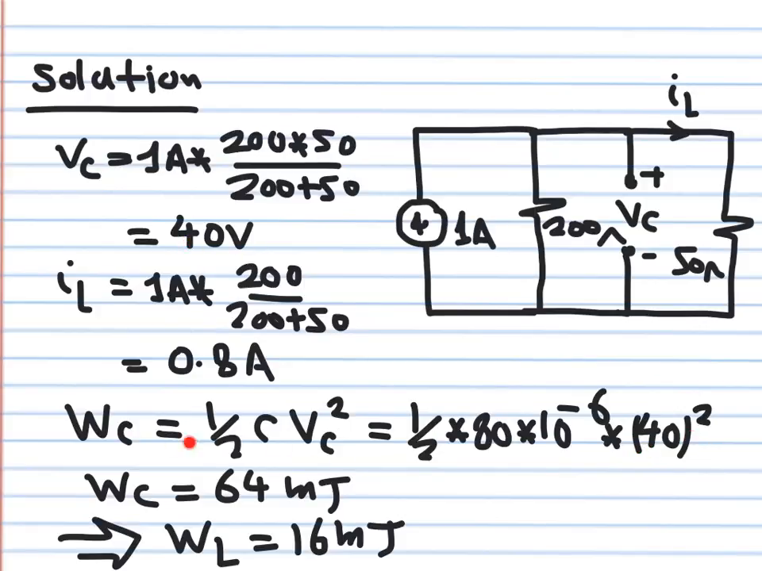So I know what the energy stored in the capacitor is. But the total energy stored in the capacitor and the inductor is 80 millijoule. So this means that the remaining portion went to the inductor. I know the current going through it, and I know the energy stored in the inductor, so I can get the value of the inductance.